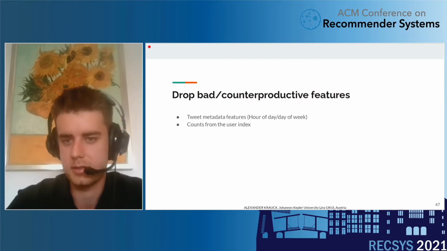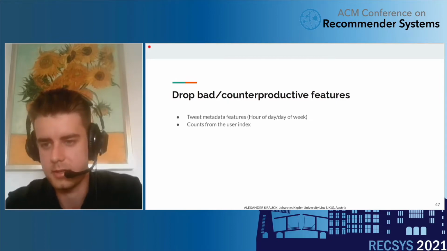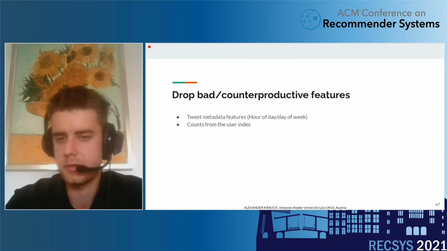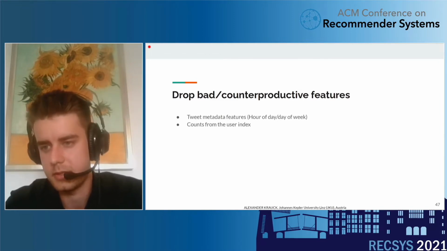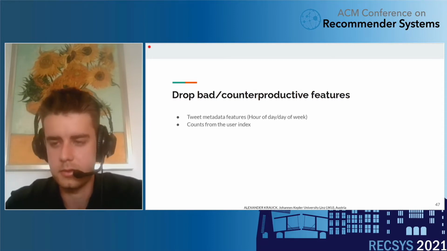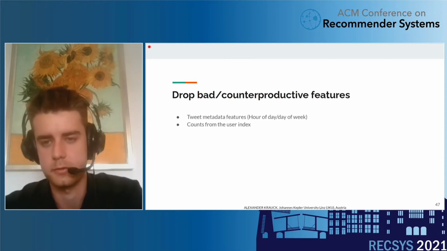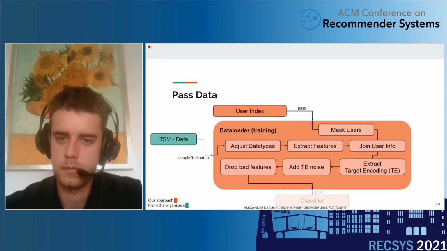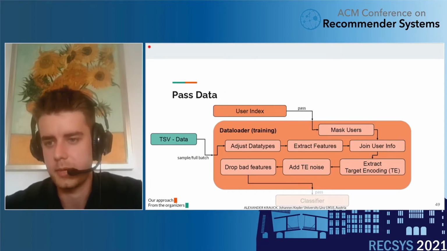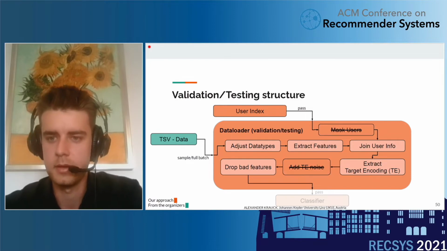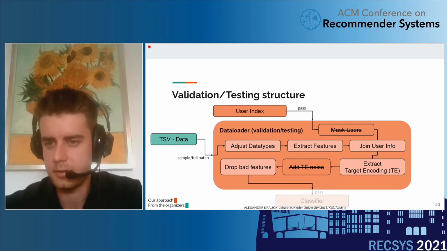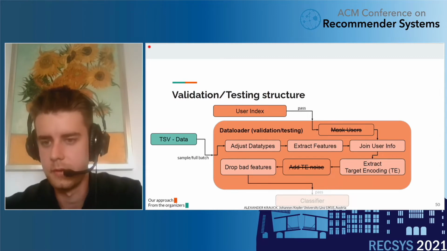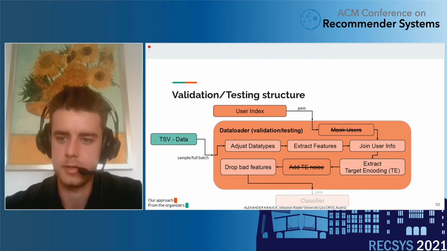Also, we discarded the counts from the user index that had been joined before. And it's not written here, but we also removed the BERT tokens, and we only kept the count of the BERT tokens. So this is the data loader pipeline for the training data. For the validation and testing data, we simply don't mask any users, and we also don't add noise, as this is not required.